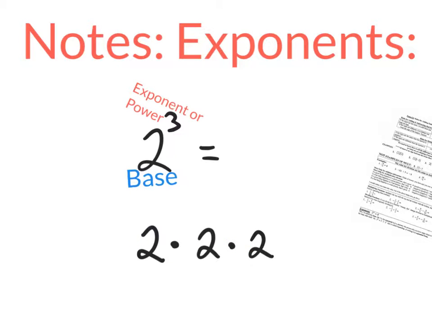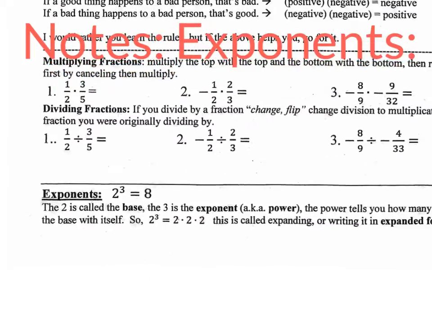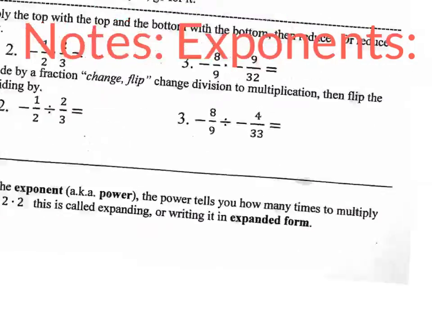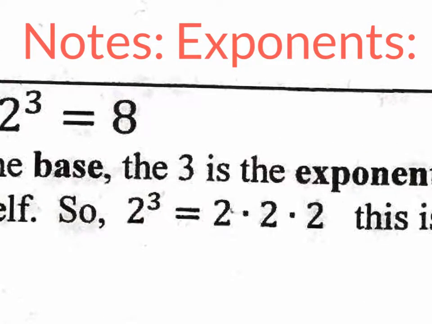This is expanded form. Now the final answer, we need to think about this. 2 times 2, that's 4. And then 4 times 2, that is 8. So the answer here is 8. It's important that we understand how to do this expanded form, okay? So once again, the little number up here tells you how many times to multiply the base with itself. And that's exactly what I explained down here on the bottom part of our handout, talking about expanded form. 2 to the third is really 2 times 2 times 2.